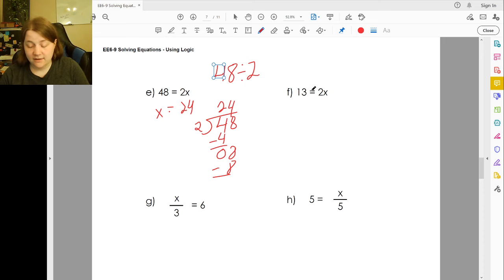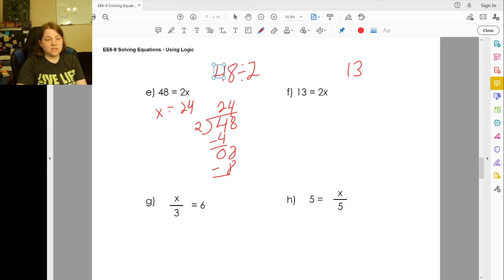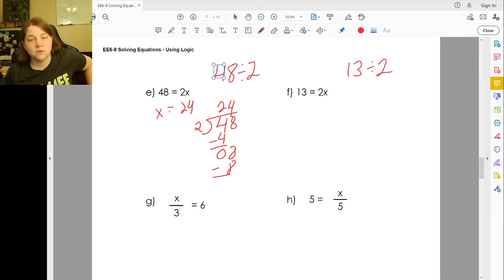Now over on letter F, we get a little bit more complicated because we want to get to 13. We're multiplying here. The inverse of multiplication is division. So I'm going to do 13 divided by 2. Uh-oh. I know that 13 can't really be divided by anything. 13 is prime. I know that 2 times 6 is 12. I know that 2 times 7 is 14. Let's take a look at 13 divided by 2.